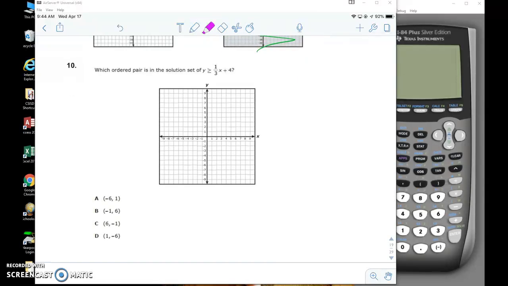Okay, number 10, which ordered pair is in the solution set of y is greater than or equal to 1/3 x plus 4? If you graphed this, you would have the y-intercept is 4. You go up 1 over 3 in both directions. Solid line. And it is greater than or equal to, so you should have shaded up.